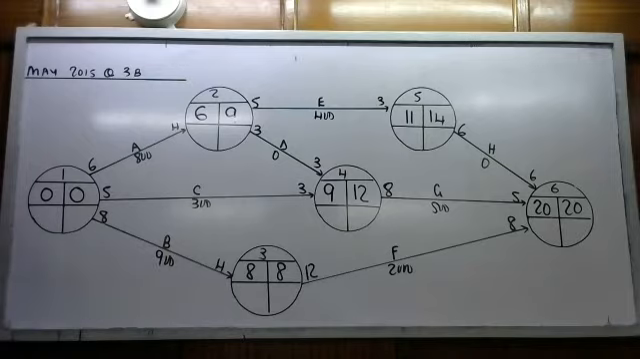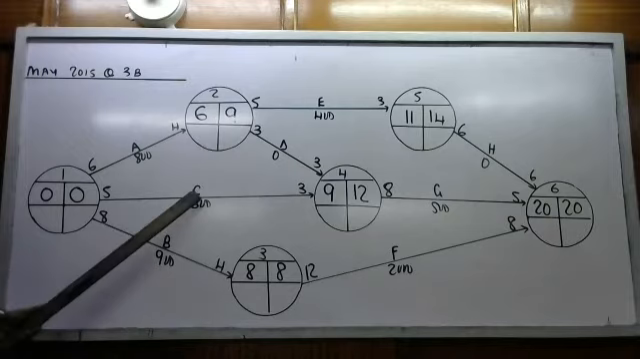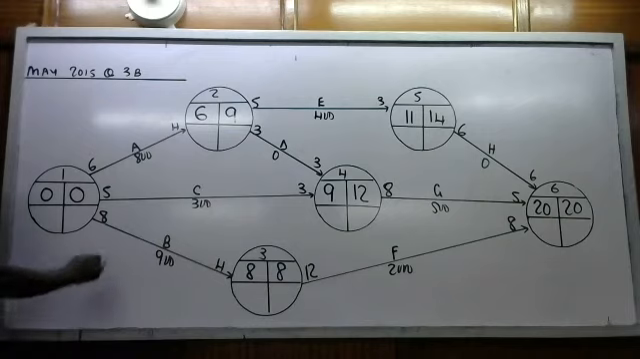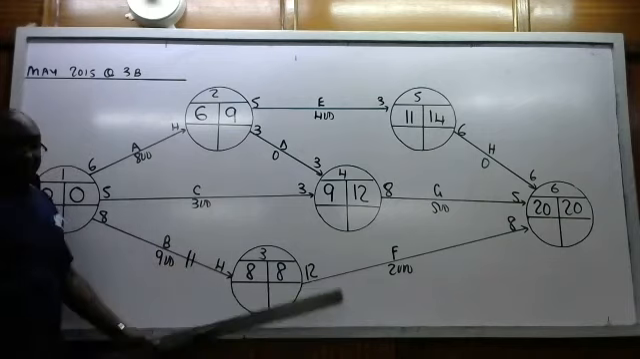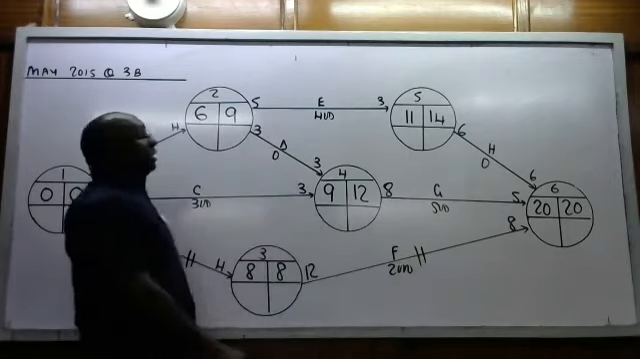Then checking the critical activities, you can see A, here it is not equal, so it's not critical. The same thing with C. B is critical, the times here are equal. Even F is critical. All the others are not critical.